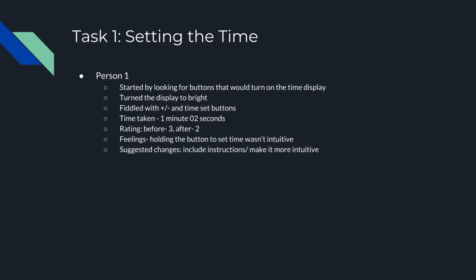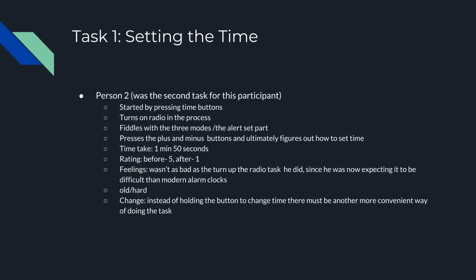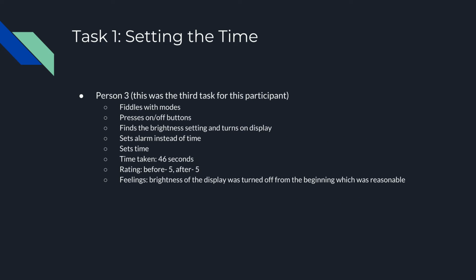Our participants started with looking for buttons that would turn on the time display, and after some fiddling succeeded. According to participant 1, this task was harder than he expected, whereas our second participant found this task to be easier because he had done another task before this. The second participant started by pressing all buttons and changing the modes on the clock. The third participant completed the task relatively faster than the other two participants and found the task easy, both before and after he performed it.